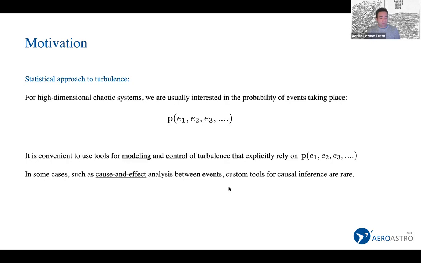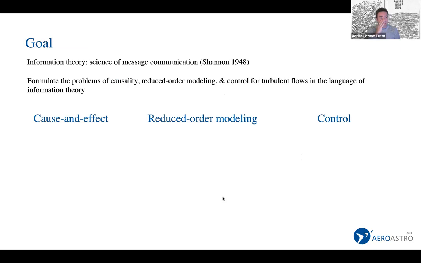In some cases, another topic that is interesting for me is how to analyze the cause and effect between those events. It is also useful to have tools for that, tools that rely on the probability distribution of the events. And it's even rare to have those tools in turbulence research. What I found, and I got interested in this, is that you can actually use the framework of information theory. It's just a way of working with these probability distributions. So that's why I wanted to look into that, and that's the goal of what I'm going to show here.